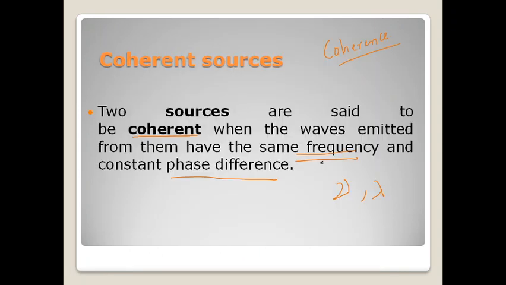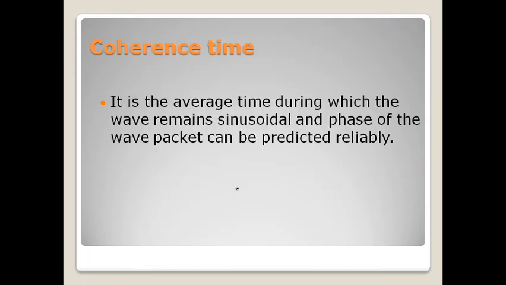So two sources are said to be coherent when they have the same wavelength and they have a constant phase difference. In order to observe the phenomenon of interference, we need to have coherent sources. Related to this, we can also define some other terms like coherence time and coherence length.